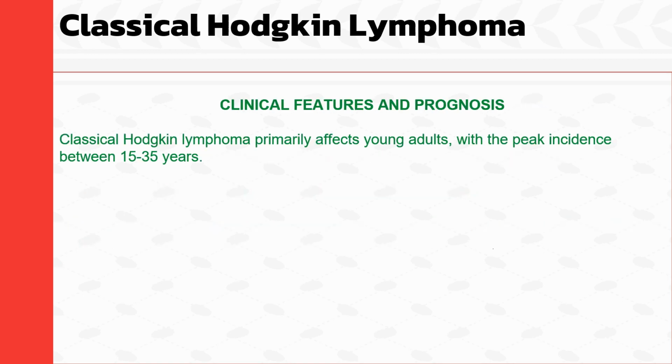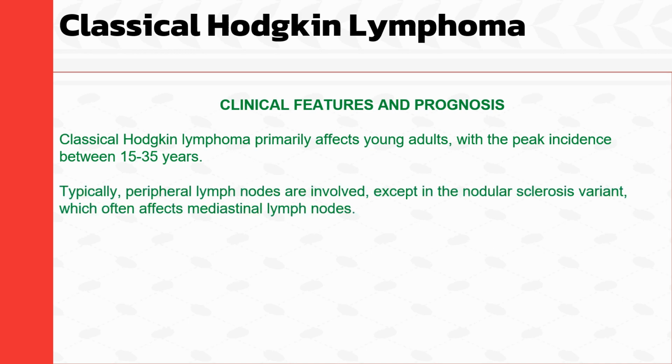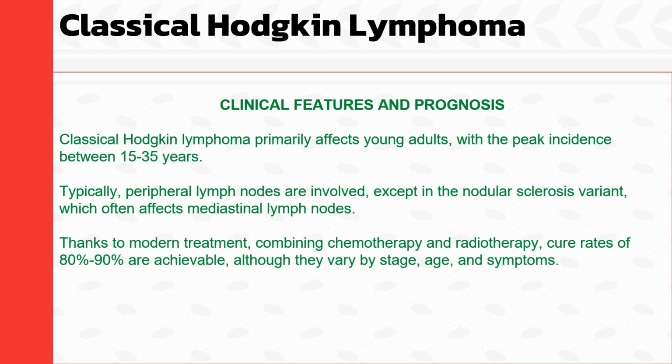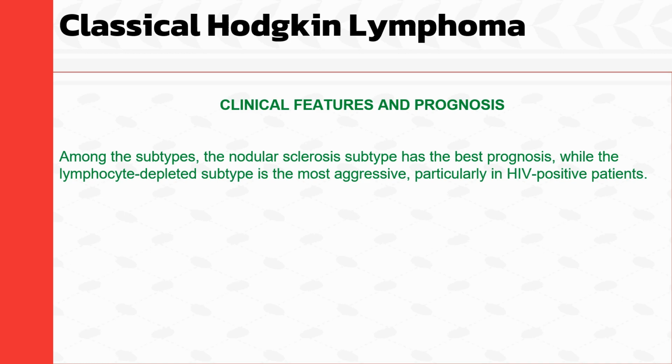Clinical features and prognosis. Classical Hodgkin lymphoma primarily affects young adults, with the peak incidence between 15 to 35 years. Typically, peripheral lymph nodes are involved, except in the nodular sclerosis variant, which often affects mediastinal lymph nodes. Thanks to modern treatment, combining chemotherapy and radiotherapy, cure rates of 80% to 90% are achievable, although they vary by stage, age, and symptoms. Among the subtypes, the nodular sclerosis subtype has the best prognosis, while the lymphocyte-depleted subtype is the most aggressive, particularly in HIV-positive patients.